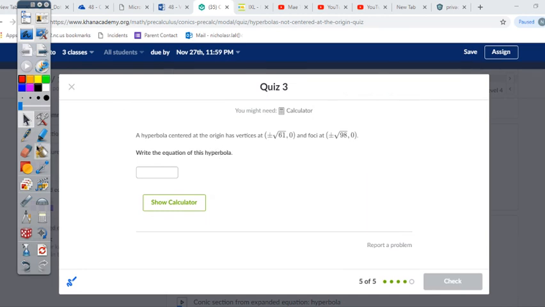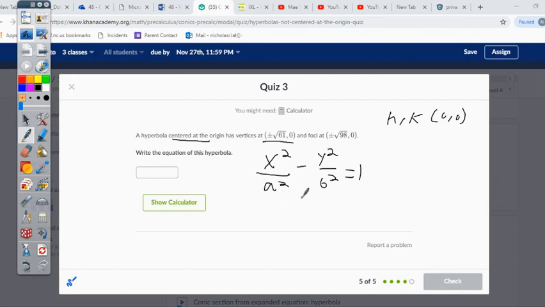Here, I'm going to do this as expediently as possible. I have vertices at plus or minus root 61, 0. Because the vertices are equidistant from 0, 0, I know the center is the origin, so (h, k) is 0, 0. Because the vertices are moving horizontally, this is a horizontal hyperbola. So we're going to have x squared over a squared minus y squared over b squared equal to 1. We just need to find a squared and b squared.